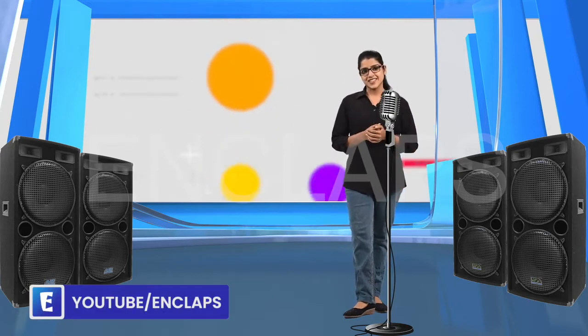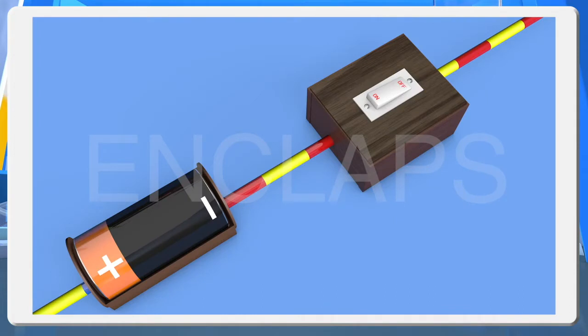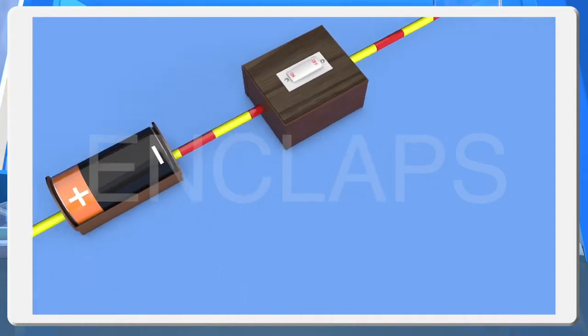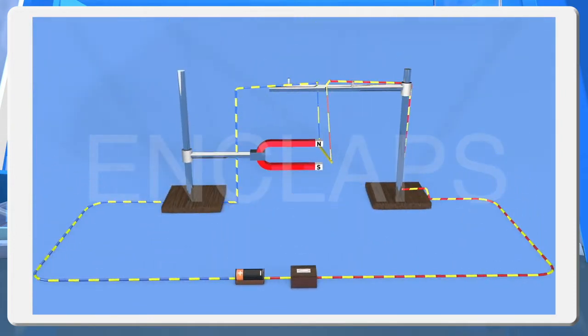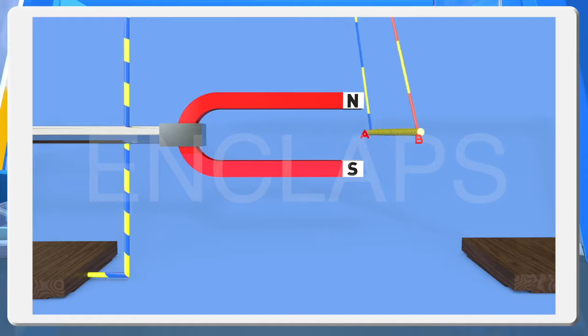Let's see. Here, a metal rod AB is hanging in between the poles of a U-shaped magnet using a copper wire. The wires are connected to a switch and a battery. What do you observe when the switch is turned on? When the switch is turned on, the copper rod deflects to one side.